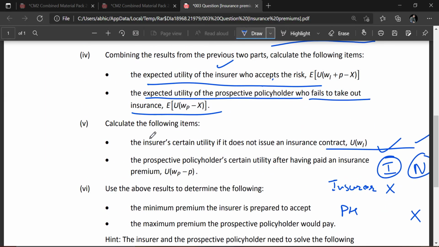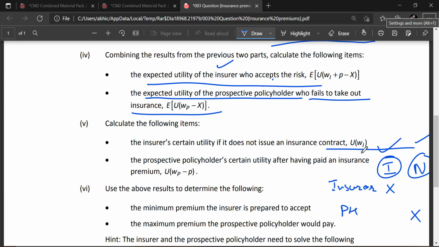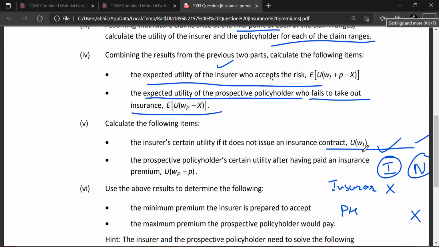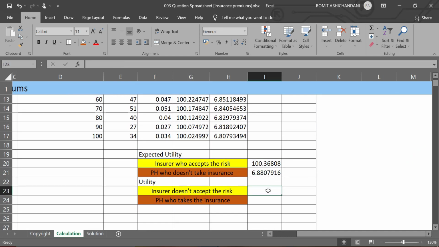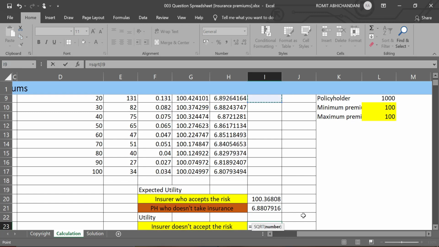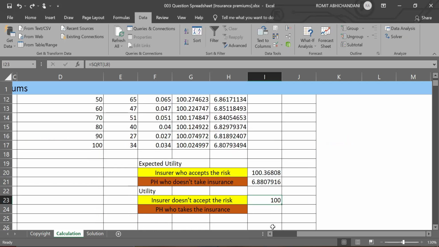Okay. Now the next thing is calculate the following terms. Insurer certain utility if it does not issue insurance. If there is no insurance, what is the insurer's utility? It's U of WI. It's just the utility of the initial wealth that the insurer has, no insurance contract involved, right? So for this case, insurer doesn't accept the risk. What will be the utility? The function that will apply is the square root function, okay, and on their initial wealth. So yeah, it comes out to be 100.